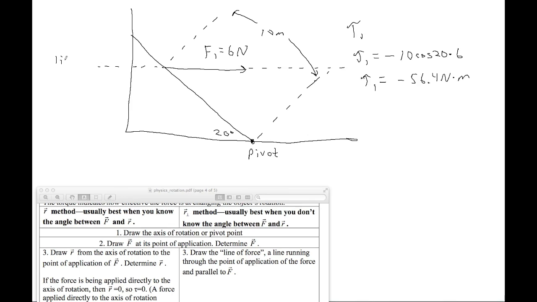Right. Okay, so I screwed that up. Yeah, so let's try again. So in this case, let me erase this. Okay, so it's still a clockwise rotation, but now I have 10 meters.